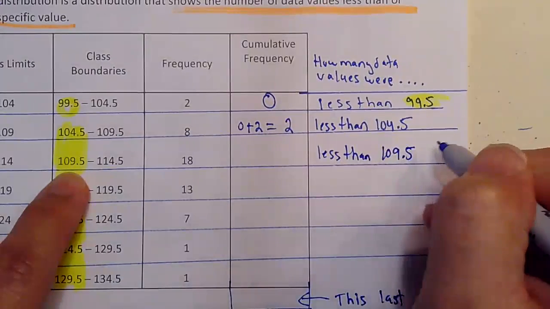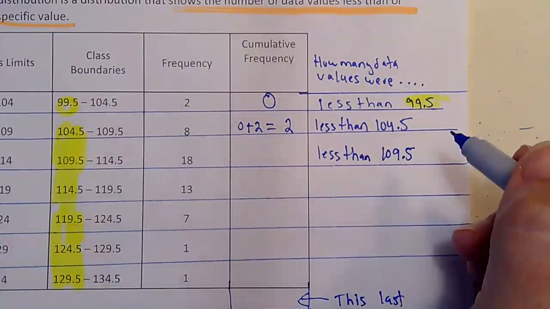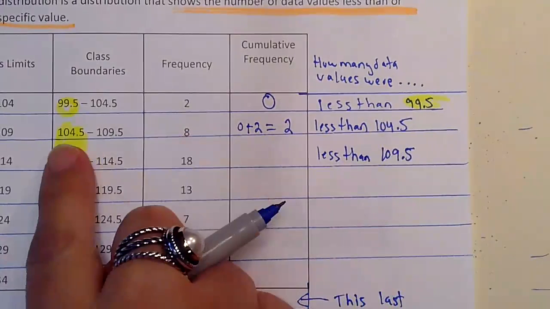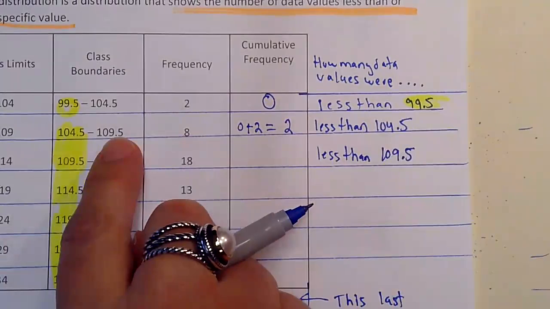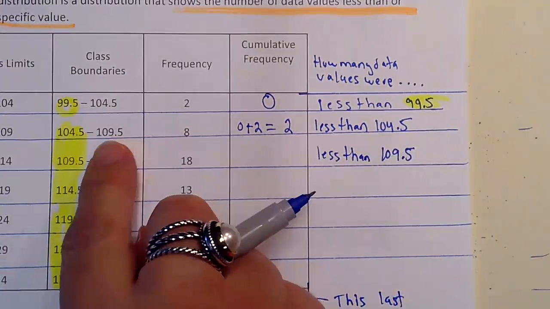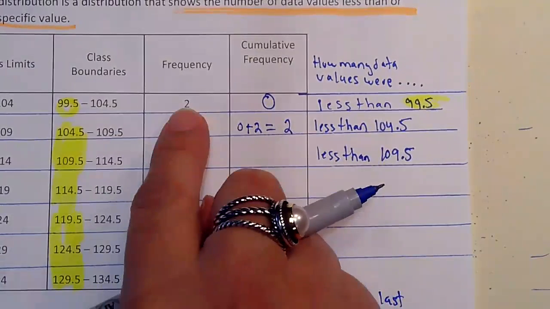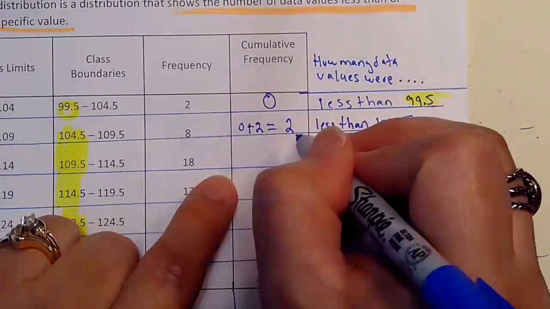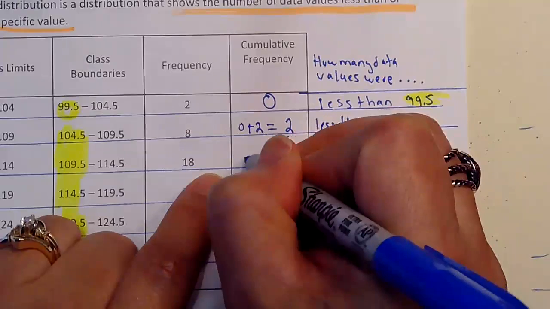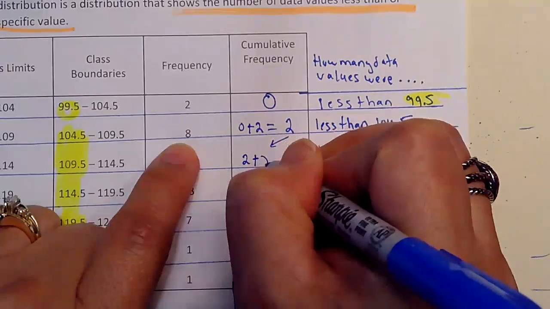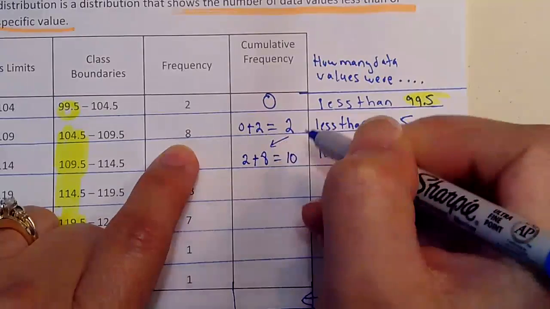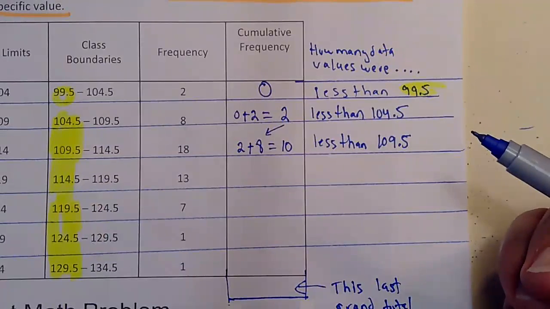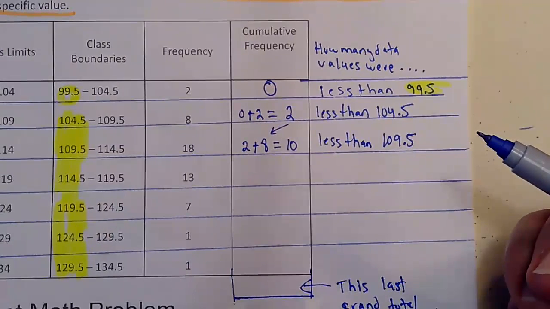109.5. And so now it should be the total, see, 104.5 to 109.5. So it should be a total of 10. It's these 8 and this 2. So now when we add, we're taking this previous value, 2 plus this 8, which gives us 10. So 2 and 8 is 10. Okay. And so we should have 10 data values that are less than 109.5.